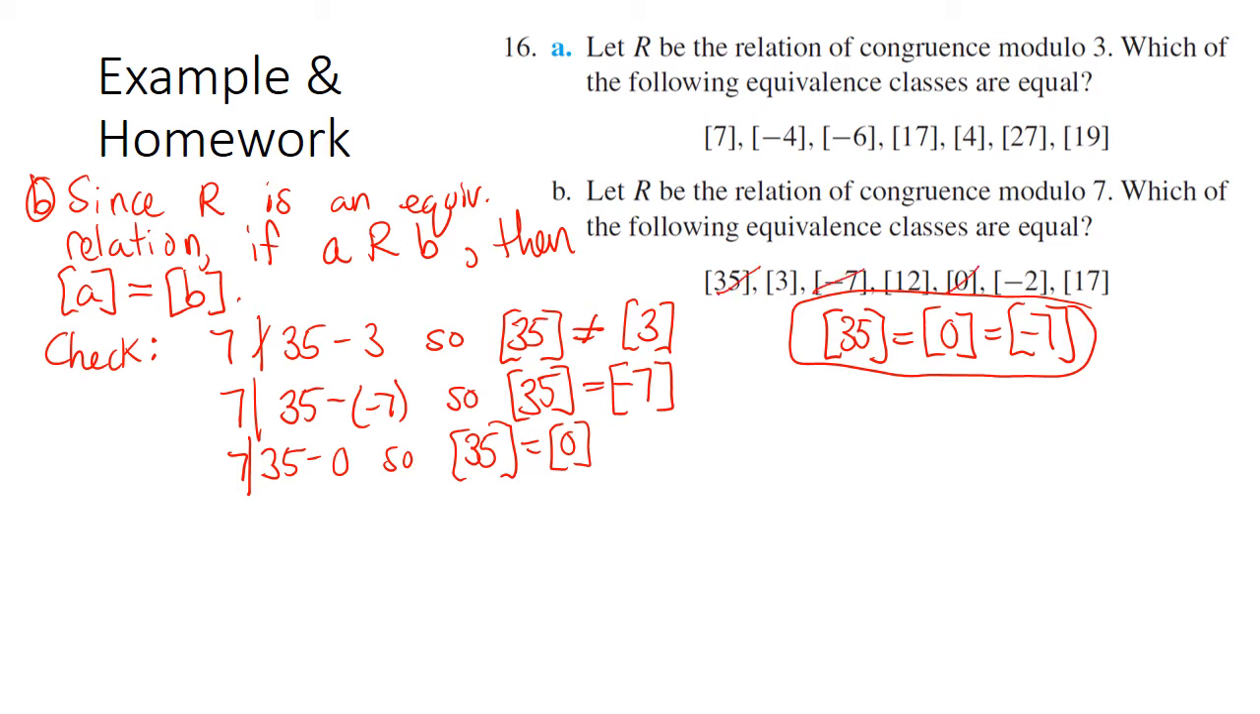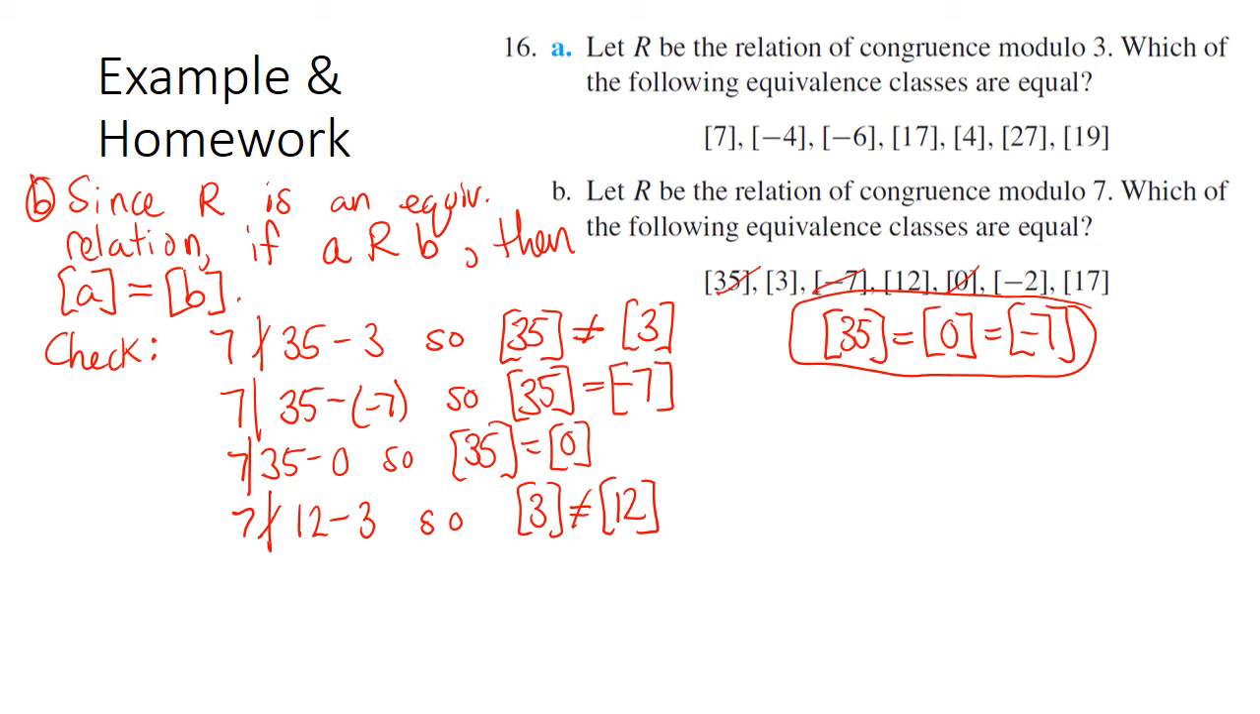So let me look at some of the others, like 3 and 12. So I think 7 does not divide 12 minus 3. So the congruence class of 3 is not going to be the same as the congruence class of 12. Sorry, I keep saying congruence class. That is actually a thing. They just didn't define it in the book, but that is a word that exists. I'm not just making up words.